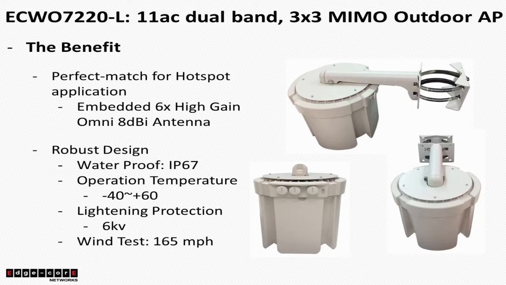For the outdoor access point, ECWO 7220-L, we support 6 array 8 dBi antennas inside, and it is very suitable for hotspot applications, and we hide the whole antenna inside. And it is a very robust design and supports IP67 and provides 6 kV lightning protection, and also we passed the wind test of 165 miles per hour.